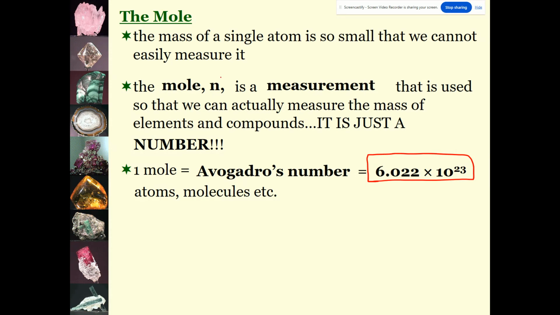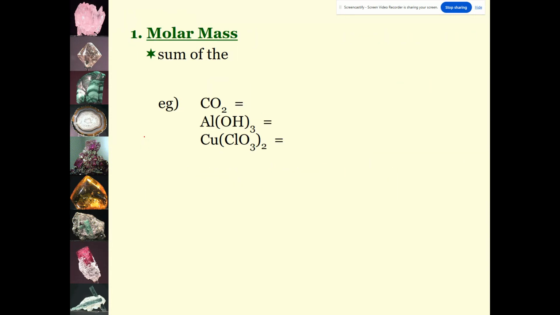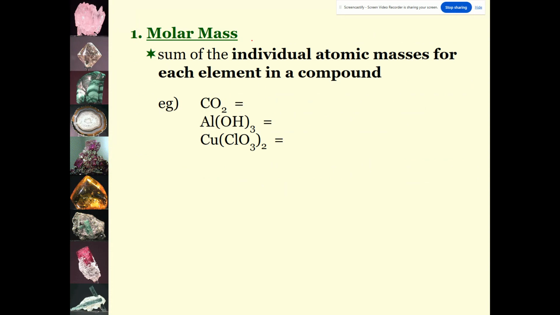Now in our formula, the mole is going to be represented with an N. Think of the N for number. It represents a number. Okay, now the formula we're going to use to convert between moles and mass is going to include something called molar mass. The molar mass in our formula is going to have a capital M. Okay? The units of molar mass are grams per mole.